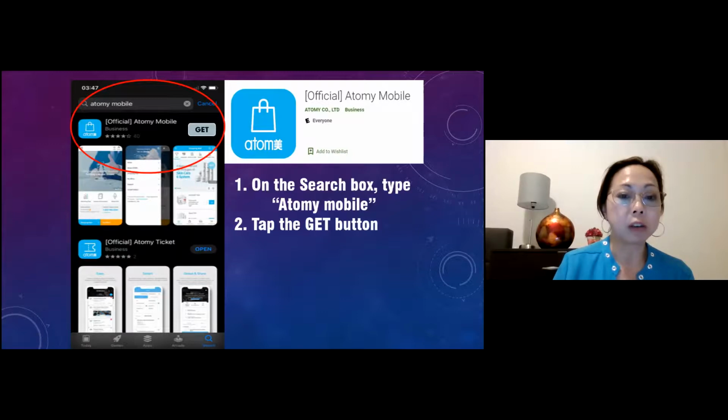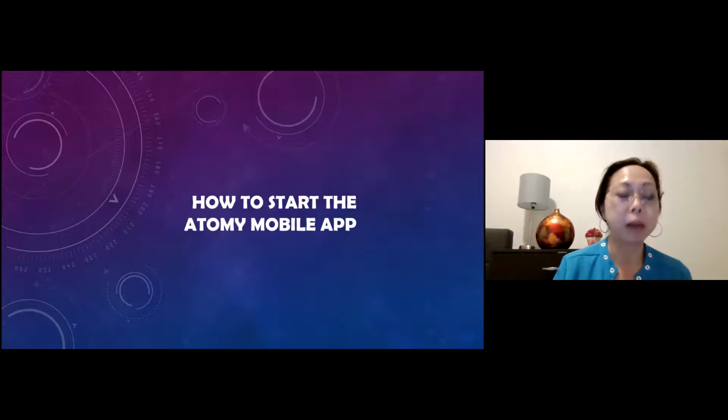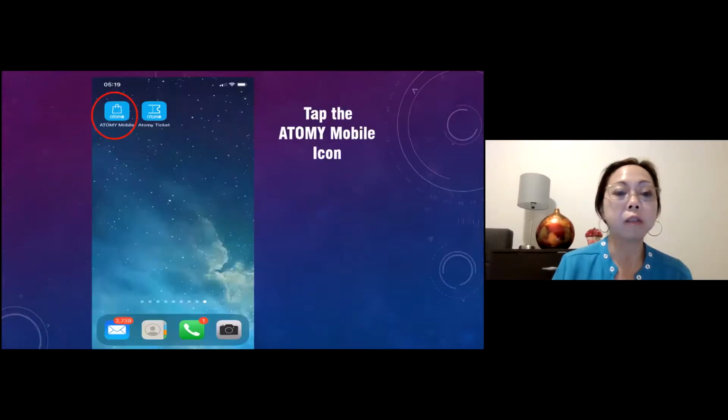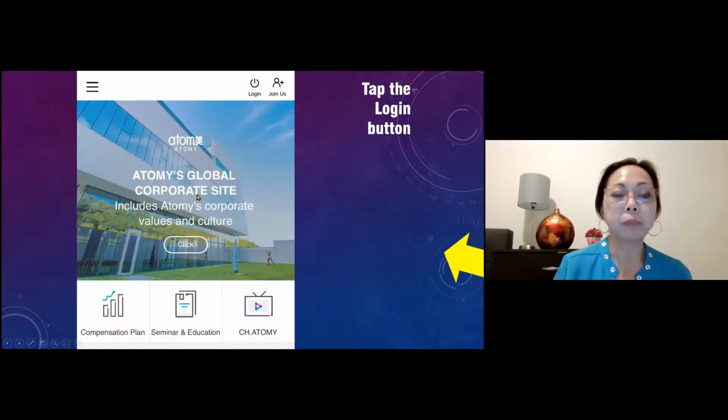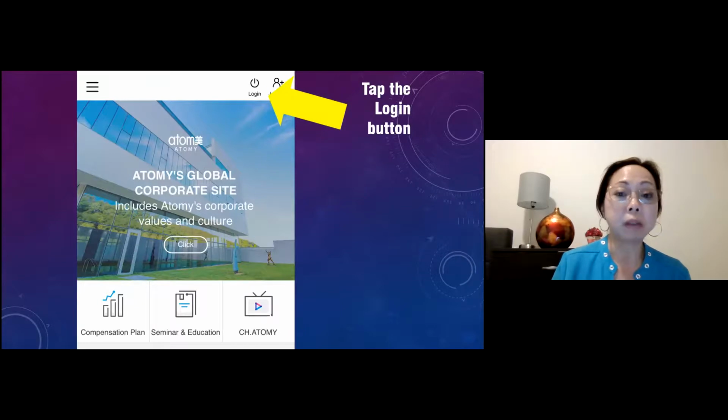This Get is on iPhone or Apple devices. For Android, the wording there is Install. Once the mobile app downloads, it converts into Open. So now you could open the app directly through that, or you could go back to the main page of your mobile like this, and tap on the Atomy mobile icon. This is the first page that you're going to be seeing.